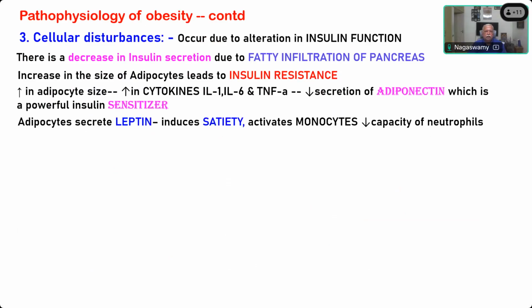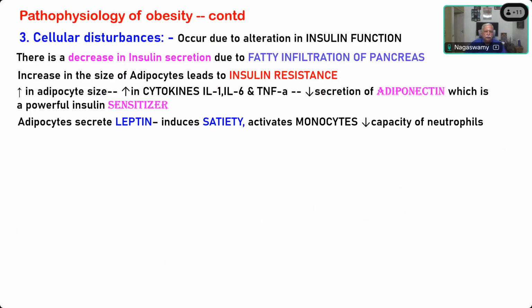In addition to that, the deposition of fat in the pancreas also decreases the overall secretion of insulin. So the initial process of an obese patient becoming diabetic is developing insulin resistance due to decreased adiponectin. Later on, deposition of fat in the pancreas also reduces the total insulin secretion, which aggravates the disease state of diabetes. Okay, that is how the whole thing happens.